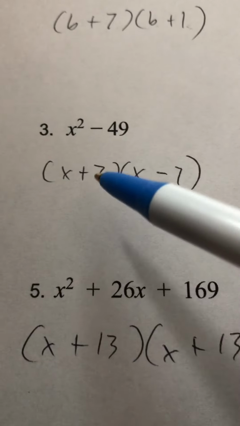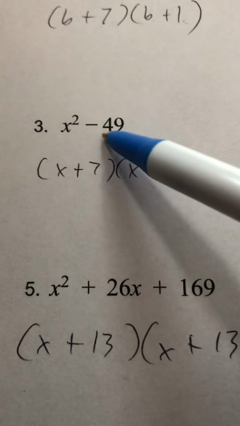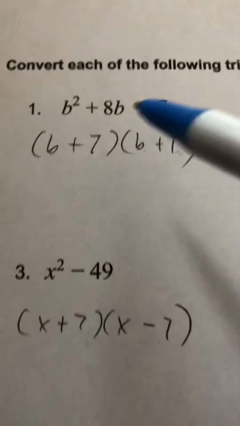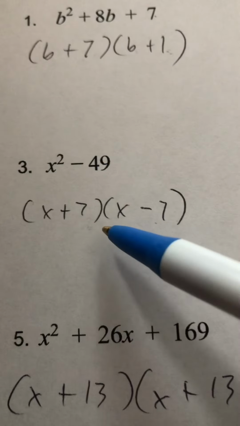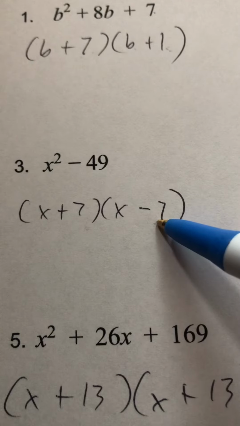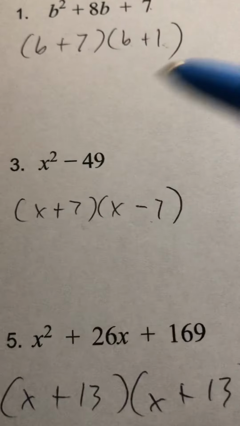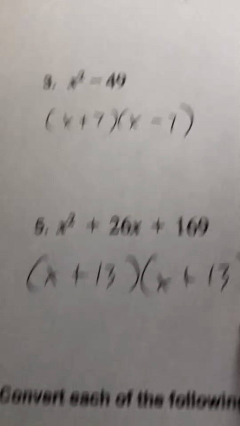This one, what would I multiply together to get 49, but it is a negative 49? When I add them together, I would get nothing, because there's no middle term here. So that would be 7 and 7. If I have one positive and one negative, I'd have a positive 7x and a negative 7x, so they would cancel out. So that would just be x squared minus 49.